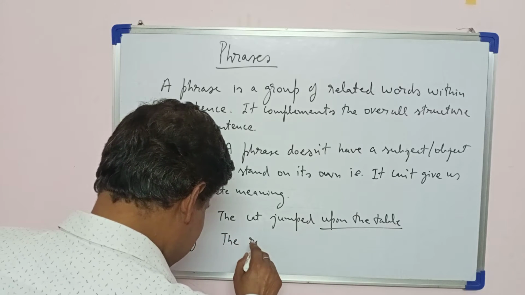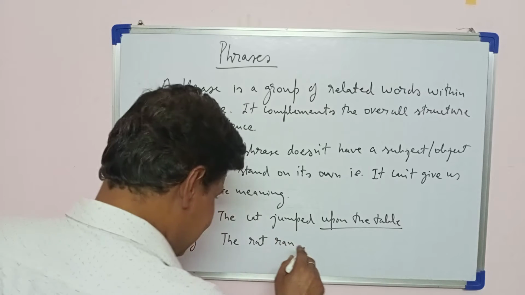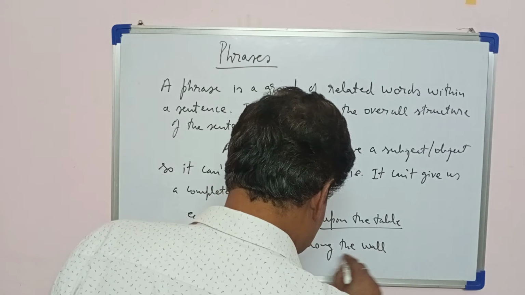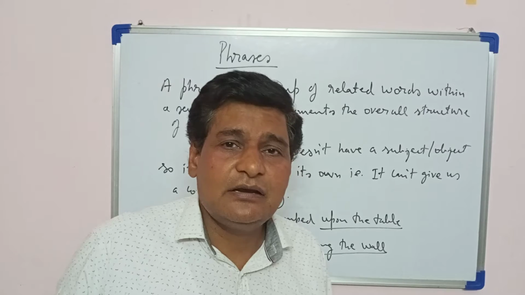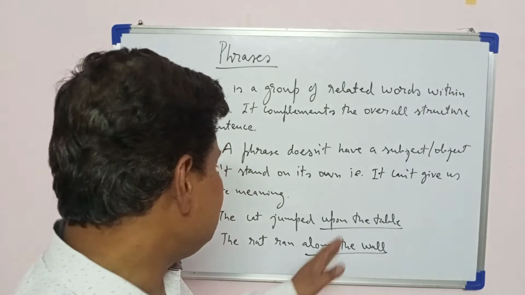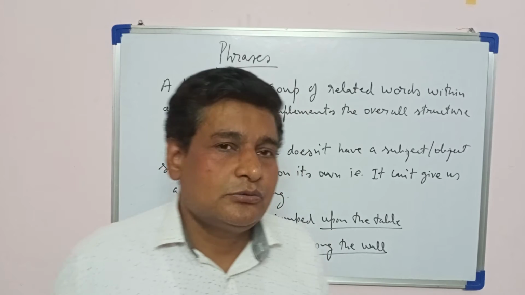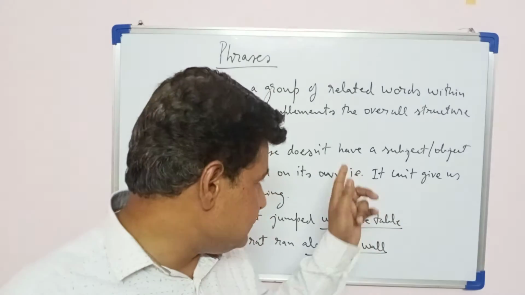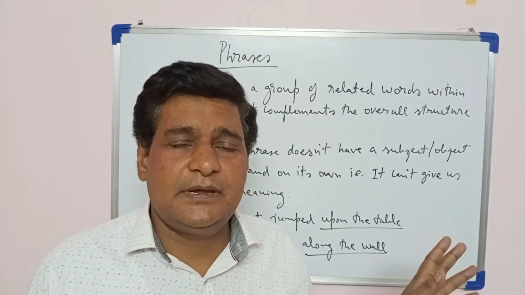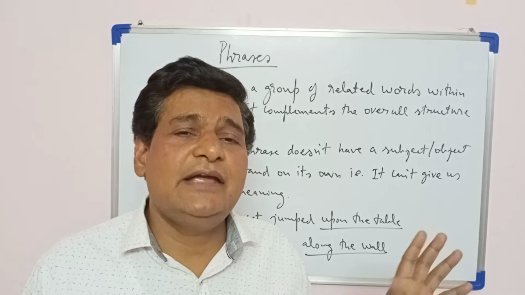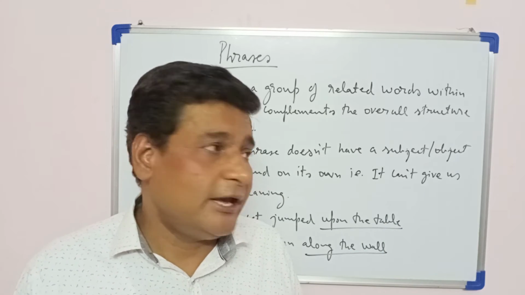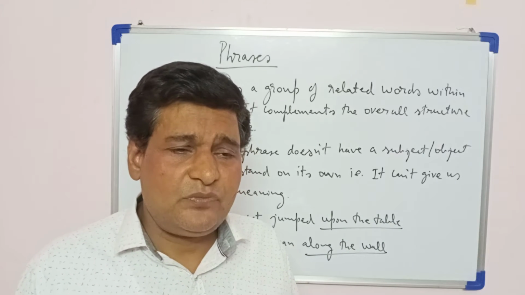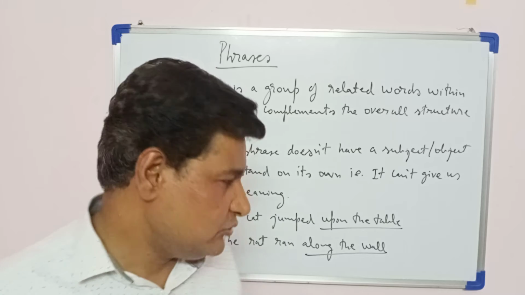The rat ran along the wall. The rat ran along the wall. So here, this is also an example of a phrase. So I hope you have understood what a phrase is, how it is used in a sentence, what its work is in a sentence, and why it can't give the full meaning. Now we will understand the kinds of phrases. How many kinds of phrases are there? So let's proceed.